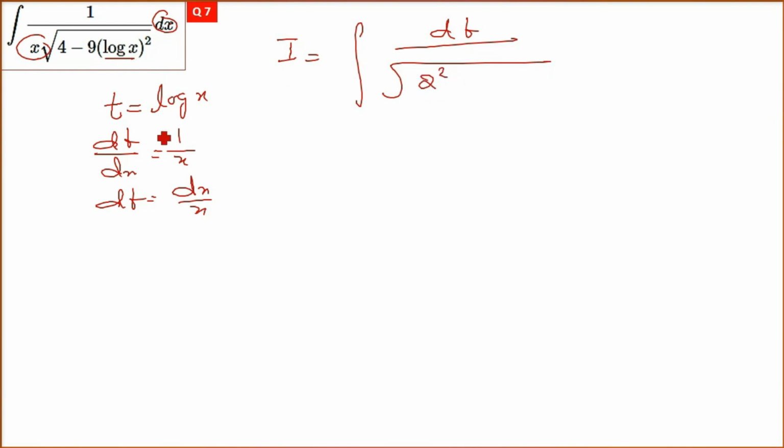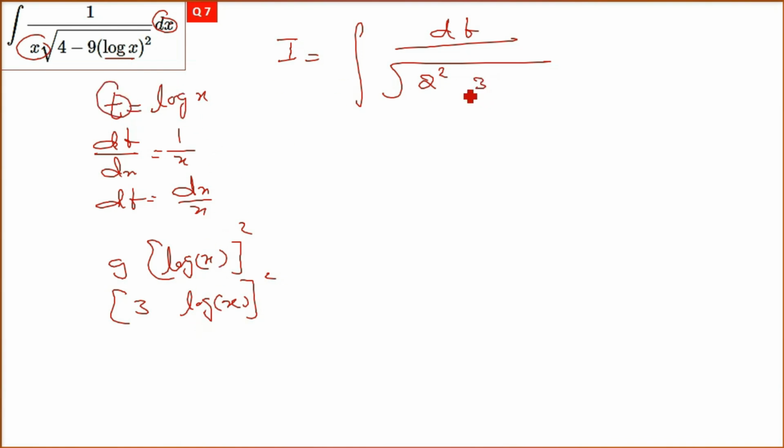So it will be 2 square minus 9 log x whole square, which can be written as 2 square minus 3 log x whole square, because 9 log x whole square can be written as 3 log x whole square. And one more thing was that you could have taken this 3 log x also as t. That would have made things easier for you. But since we have not taken that, we'll go along with this: 3t square. 2 square minus 3t whole square. Now, as I said, there can be multiple ways of solving things. So we know that it is sine inverse x by a. Sine inverse x by a is what? That is 3t, and this is 2.